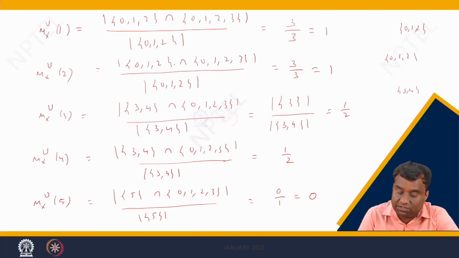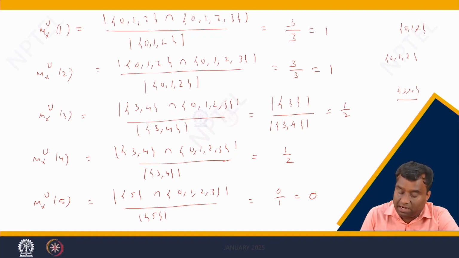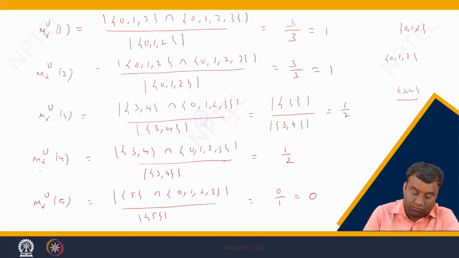So your intersection is {0, 1, 2}. Cardinal number is 3. Here also 3. So it is also 1. Now 3 belongs to the equivalence class {3, 4}. So the intersection of {3, 4} with {0, 1, 2, 3} is only {3}. So cardinal number is 1. Here the cardinal number of the equivalence class {3, 4} is 2. So it is 1 by 2.